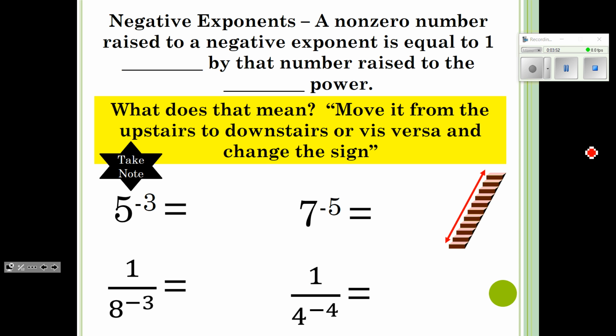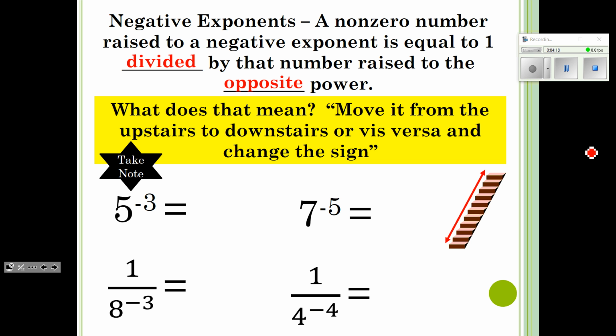Now for the lesson on negative exponents. At the top of your notes, you have a definition, which to me is a little bit confusing, but we're going to tell you what it means. Negative exponents. A non-zero number raised to a negative exponent is equal to 1 divided by that number raised to the opposite power. So what does that mean?